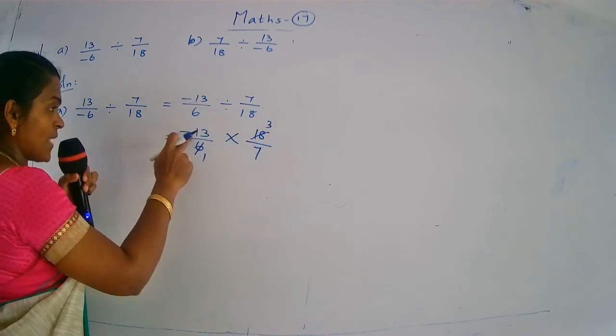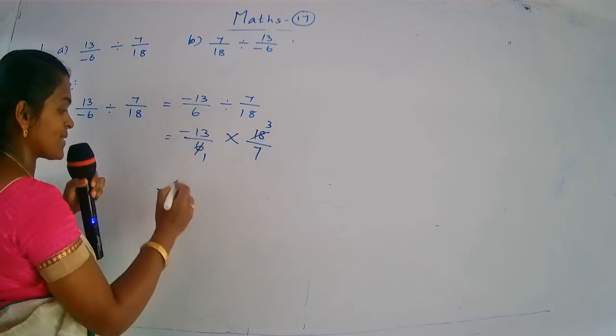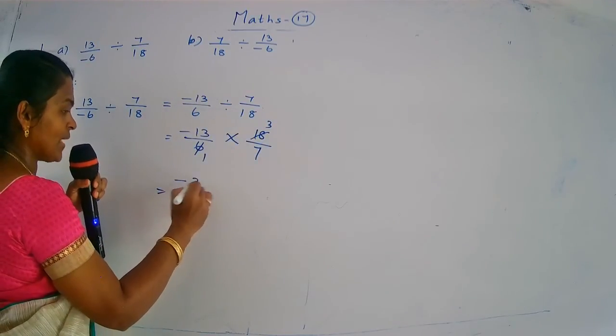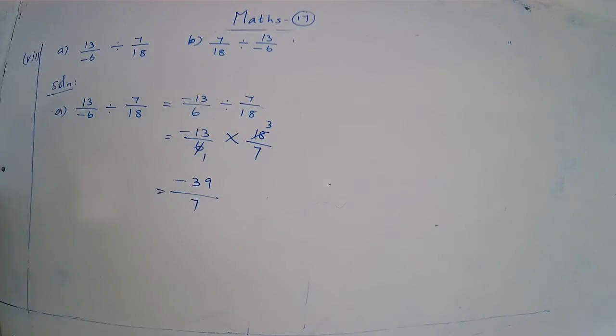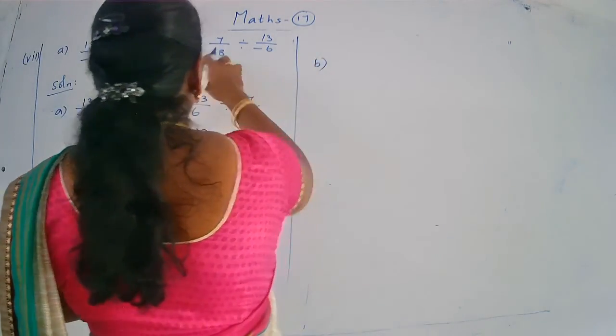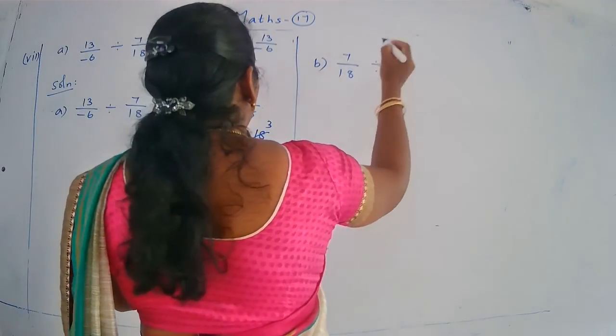Okay. Therefore, 13 upon minus 6 divided by 7 upon 18 is not equal to 7 upon 18 divided by 13 upon 6. Okay, children? Do you understand? Is it so easy? Write it in your classwork note. Only calculation only, okay? So, calculation more. So, you do carefully. Okay, children? Do it.